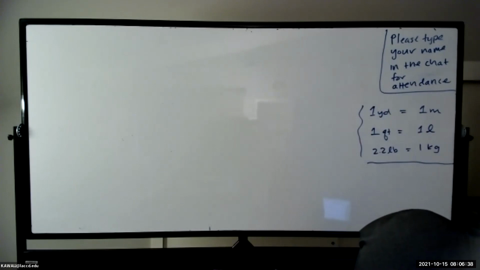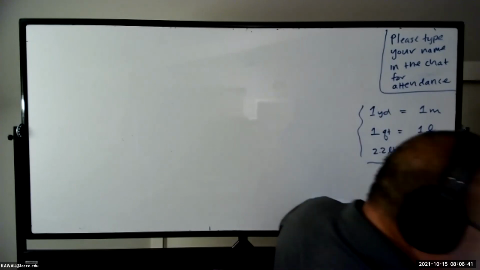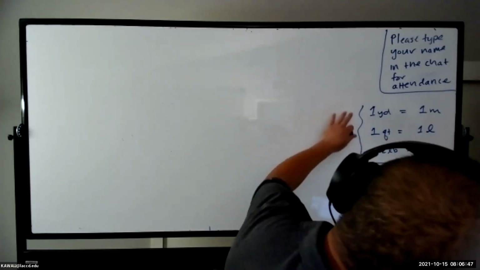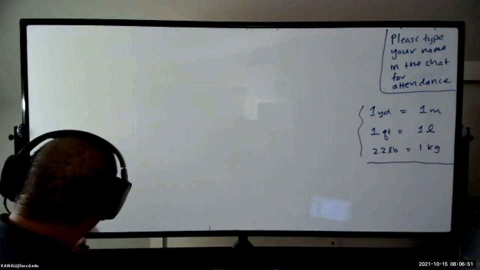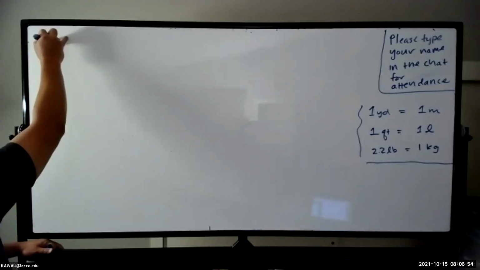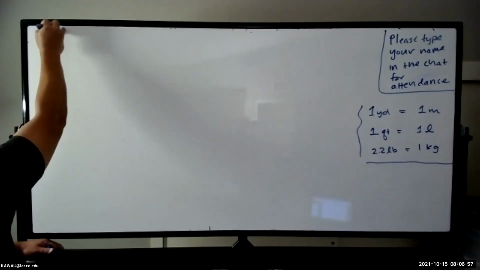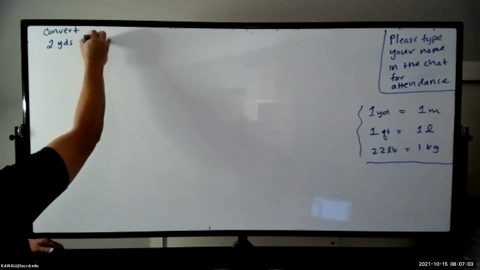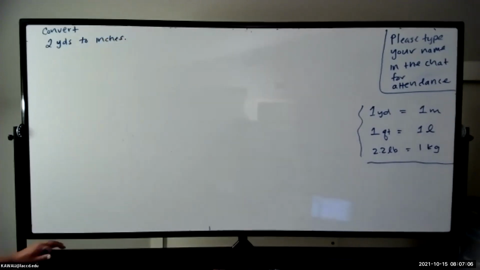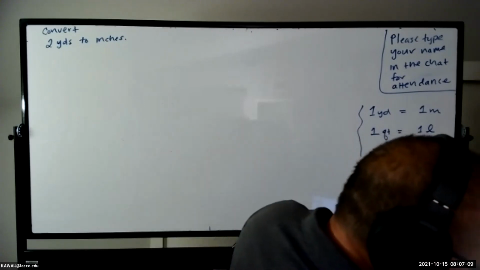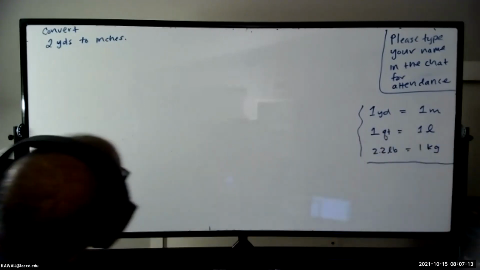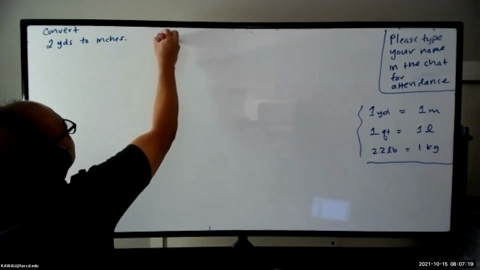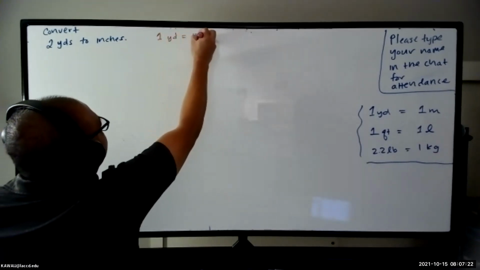Okay. Now, let's do something a little familiar. Before we go from English to metric, let's try doing something that we're more familiar with. Let's convert 2 yards to inches. Now, in the conversion chart, you see these things that look like 1 yard is equal to 3 feet.